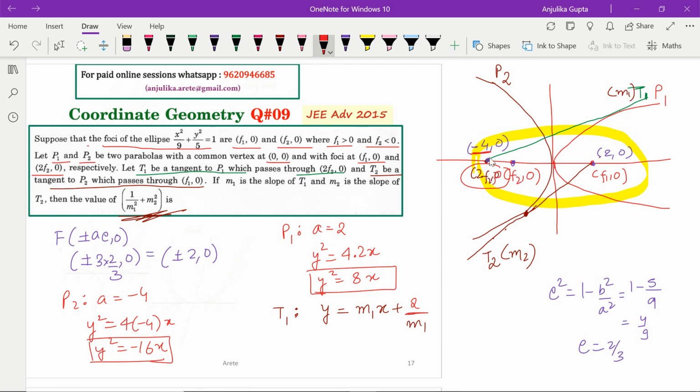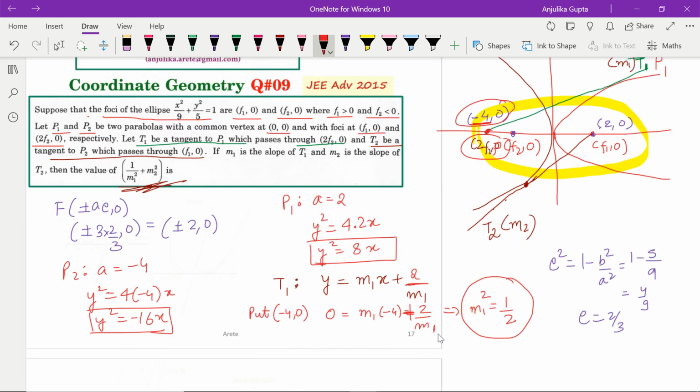What should I do now? You know that T1 is passing through this point, right? Minus 4 comma 0. So you are going to insert that value. Which value? Minus 4 and 0, because it is passing through that focus. Let's put that. So 0 is equal to m1 times minus 4 plus 2 by m1. Solve it for m1. What do you get? You are getting m1 square is equal to half. Let's keep that because anyways you are going to need squares. So this is what you get.